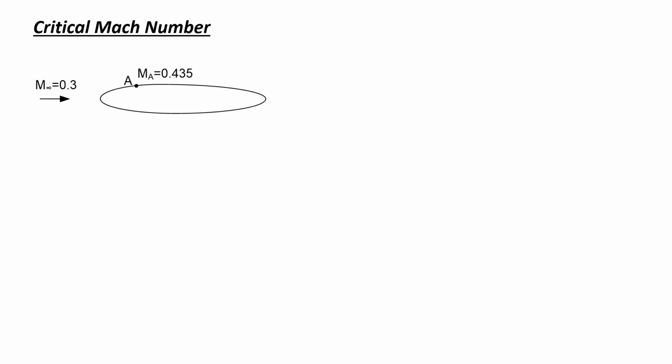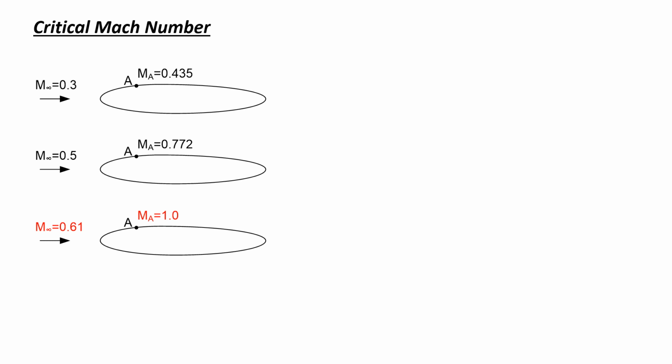Now we will increase the Mach number slightly, and the free stream Mach number is 0.5. We can see the maximum Mach number at the aerofoil top surface still appears at A, and M_A becomes 0.772. So there is a bit of increase of the local maximum Mach number. Now, if we increase the free stream Mach number further to 0.61, we can see at this point the Mach number at point A becomes 1.0, so it's exactly the sonic speed.